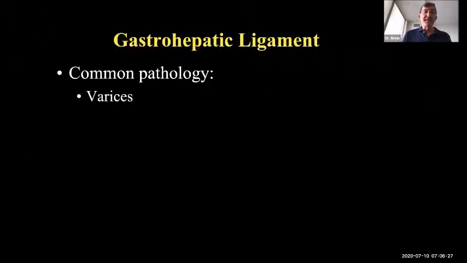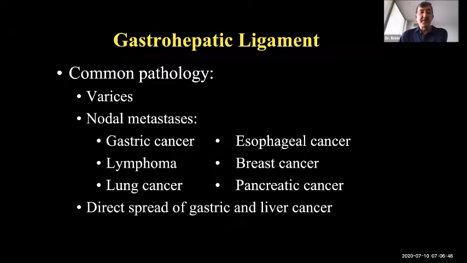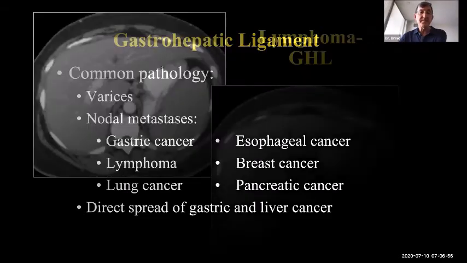Common pathology within the ligament includes varices as well as nodal metastases, as occurs commonly from stomach and esophageal cancer. Lymphoma, of course, can occur anywhere, but certainly other more distant tumors can metastasize here, whether it be breast or lung. Pancreas also can spread up into the gastrohepatic ligament. Perhaps more important than the nodal metastases we see is the direct spread of tumor that we can recognize coming either from the stomach or the liver, given that the ligament connects the two.